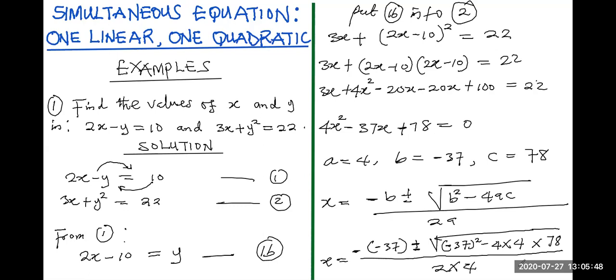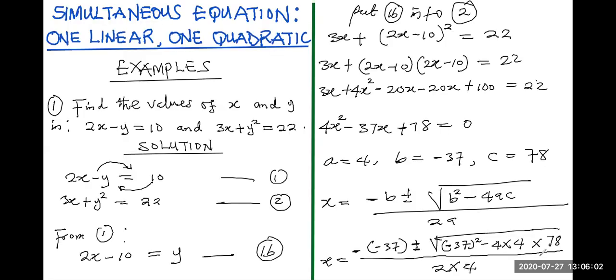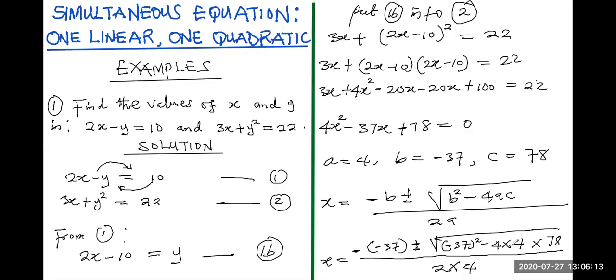All right, so minus minus is plus. What then do we have? We're going to have x is equal to 37 plus or minus square root of what? Minus 37 all squared. What do we have if we do that? 1369. So we're going to have 1369. Please confirm. And minus, what again? Minus 4 times 4 times 78. I'm having minus 1248. Somebody please confirm. Everything divided by 2A, which is 2 times 4, which is 8.